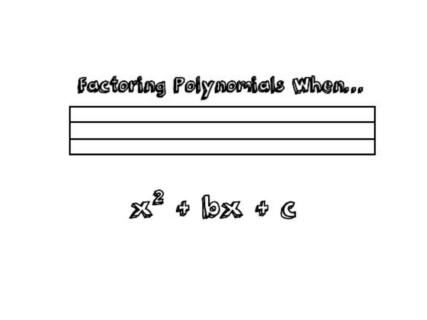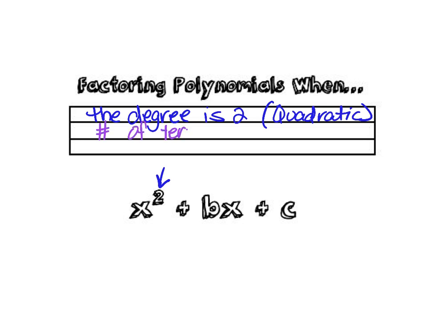So you can factor these polynomials when the degree is 2. So we're looking for a quadratic. What you see below there is a quadratic. We're looking for a degree of 2. Next, we want to see that the number of terms is 3. So we have 1, 2, 3 terms.